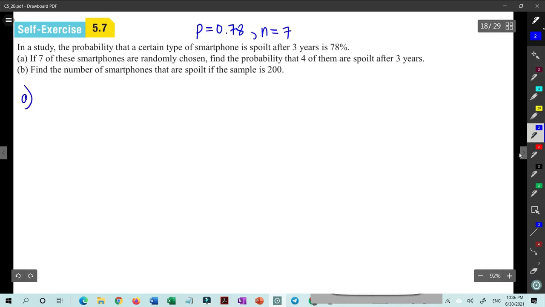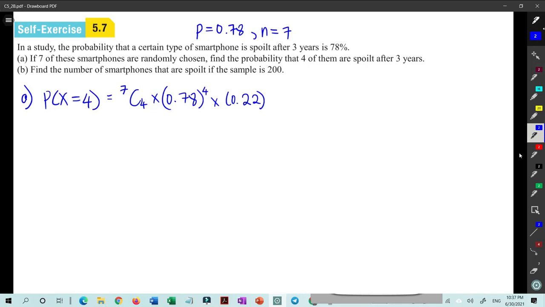So for section A, find the probability that 4 of them are spoiled after 3 years. So P(X = 4), and it's equal to 7C4 times 0.78 to the power of 4 multiplied with 0.22 to the power of 7 minus 4, which is 3. Okay, so don't forget q is equal to 1 minus 0.78, which is 0.22.